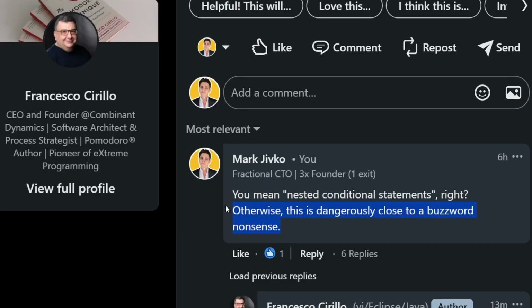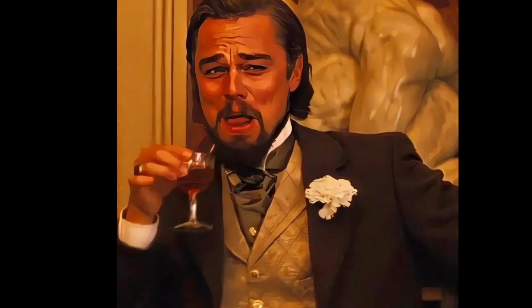You mean nested conditional statements, right? Otherwise, this is dangerously close to buzzword nonsense. To which he replied with your classical appeal to authority bias. He could have easily replied with a smug meme, but he chose this instead.